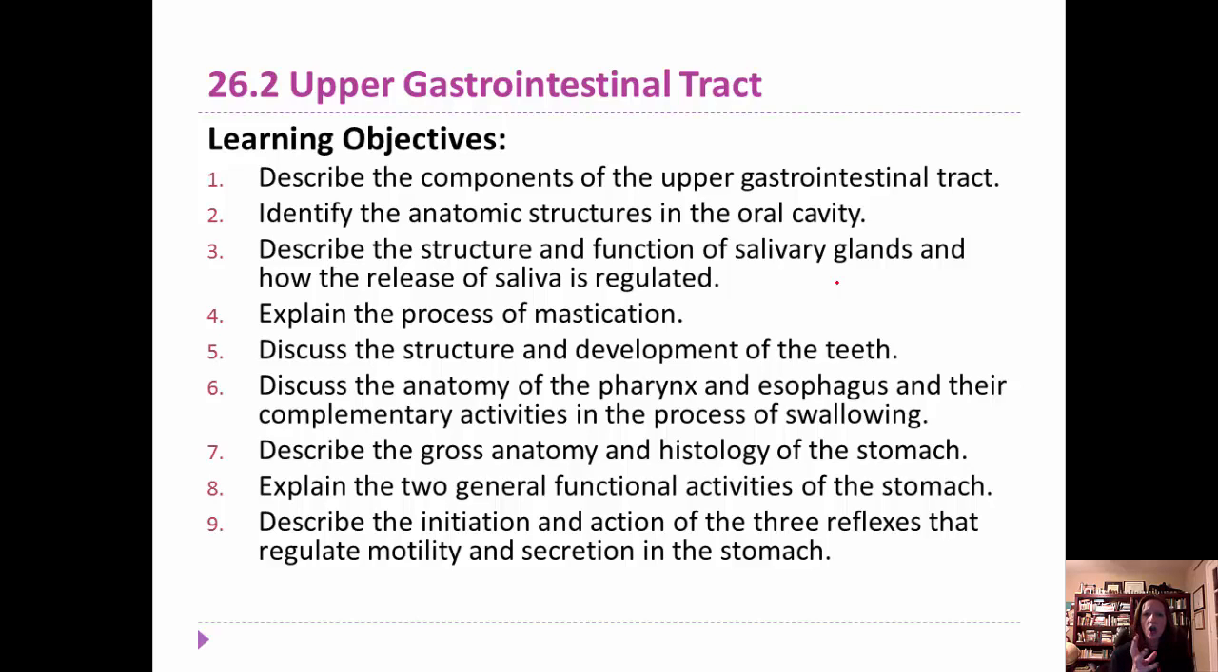So we're going to start, of course, with the upper GI tract. We're going to start with that oral cavity, and then we're going to make our way all the way down. And for this section, we are going to stop right there at the stomach. And that's going to consist of the upper GI tract. It's all the way from the oral cavity to the stomach.